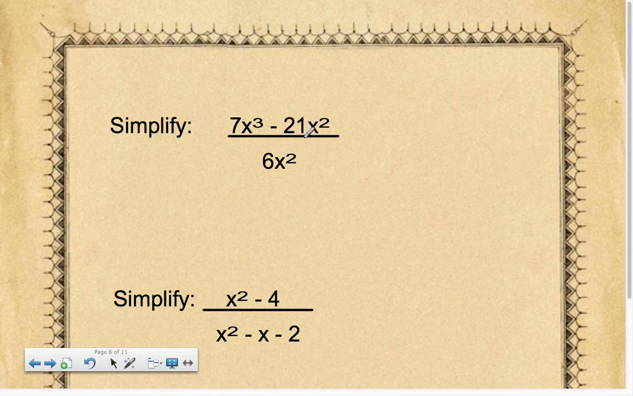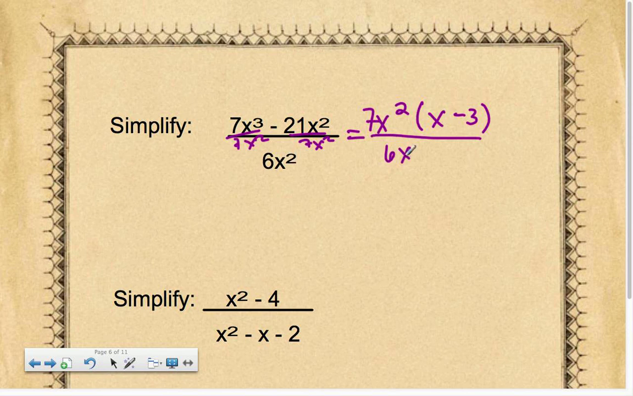Look at the numerator. What can we factor out of the numerator? Factor out an x squared. What else? A 7. Very good. So when we factor out a 7x squared, what are we left with here? We divide by 7x squared here and 7x squared here. We're left with, it looks like an x minus 3. Very good. And this can't be factored at all, so we just have 6x squared.